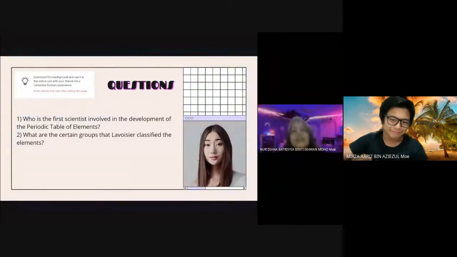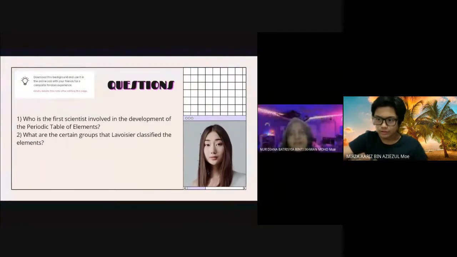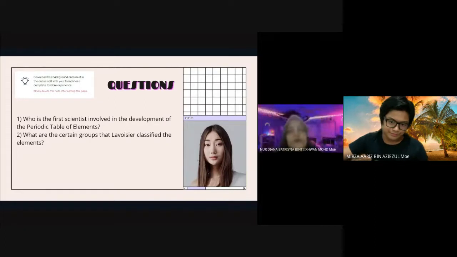I would like to explain about Antoine Lavoisier. He is the first scientist for this periodic table, and he classified elements into certain groups, which are the answer to the second question, such as gases, non-metals, metals, and metal oxides. You can look at your textbooks. However, his classification was less accurate because he also classified light, heat, and a few compounds into the groups of elements.